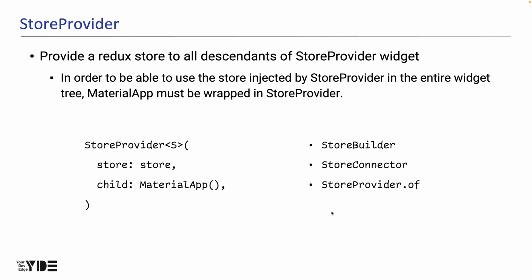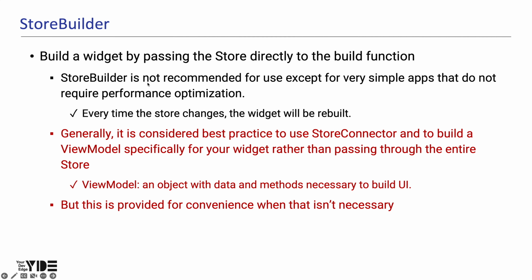Then we need a tool to access the store made accessible in the widget tree by the StoreProvider widget. In the Flutter Redux package, there are three ways to access this store on the widget tree: using StoreBuilder, using StoreConnector, and using the static method of StoreProvider. The first way is to access the store using the StoreBuilder widget. StoreBuilder is not recommended for use except for very simple apps that do not require performance optimization. This is because the widget rebuilds whenever the store changes.